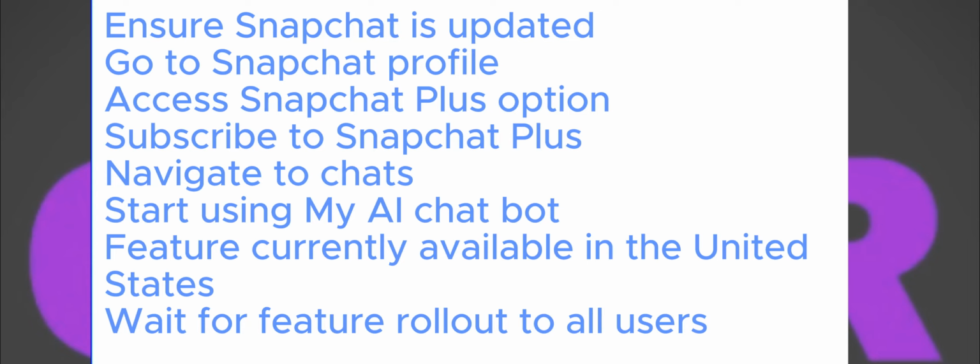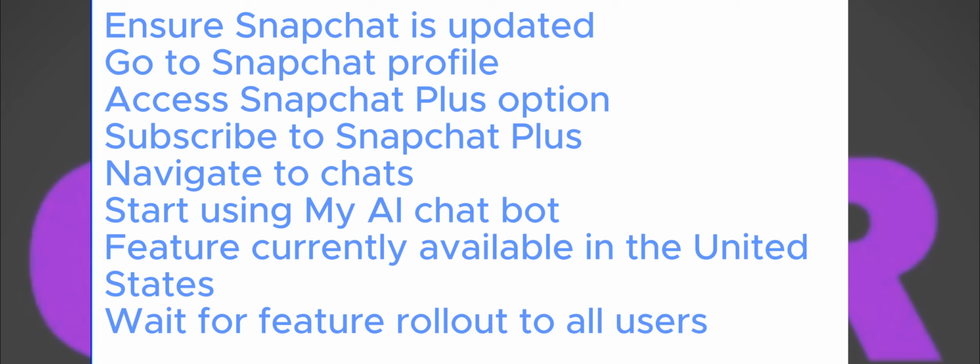Firstly, ensure that your Snapchat app is updated to the latest version. If you haven't already, update Snapchat through the App Store on your device. Once updated, open the Snapchat app. Navigate to your Snapchat profile by clicking on your profile picture. From there, access the Snapchat Plus option.